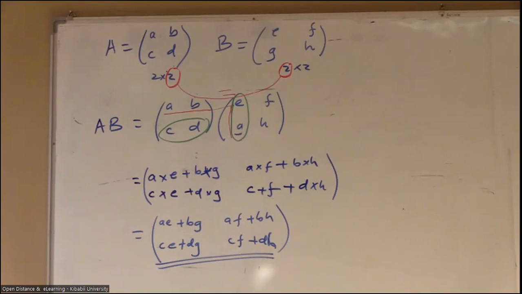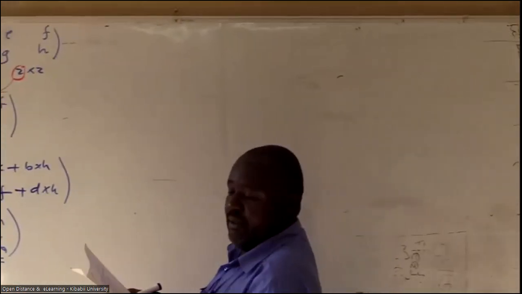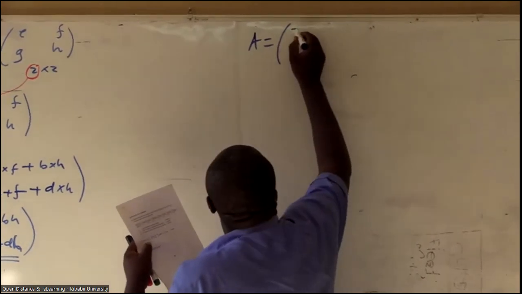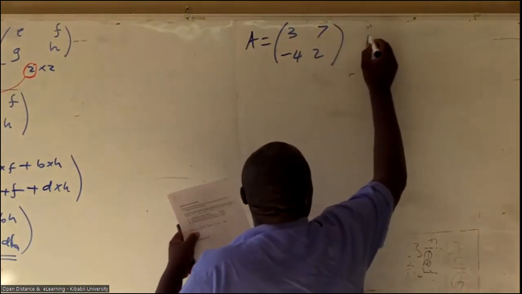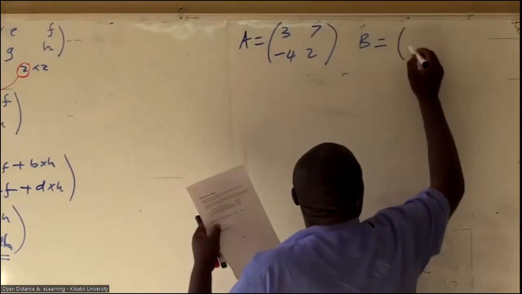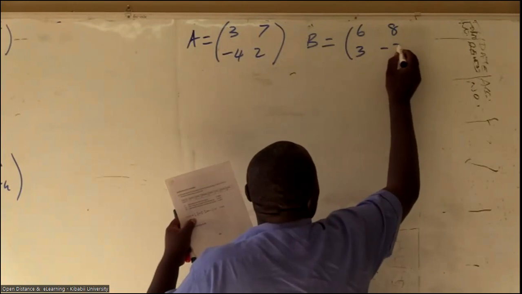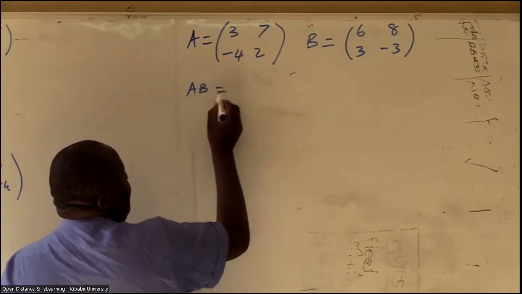Let us take an example from a past paper. Now, suppose we have the following. Matrix A defined as 3, 7, negative 4, 2, and matrix B defined as 6, 8, 3, negative 3. The matrix product that we need is AB.